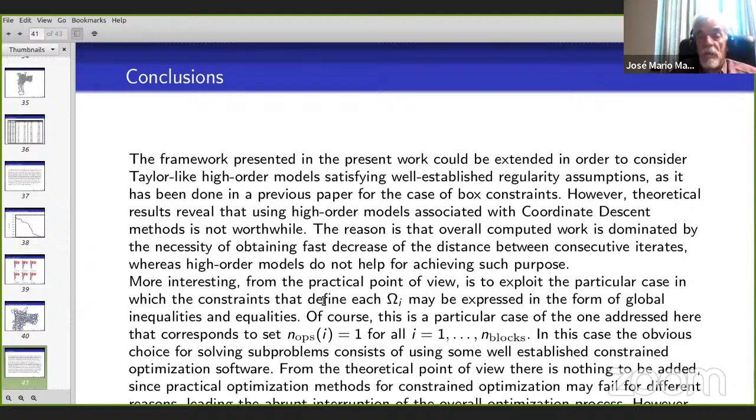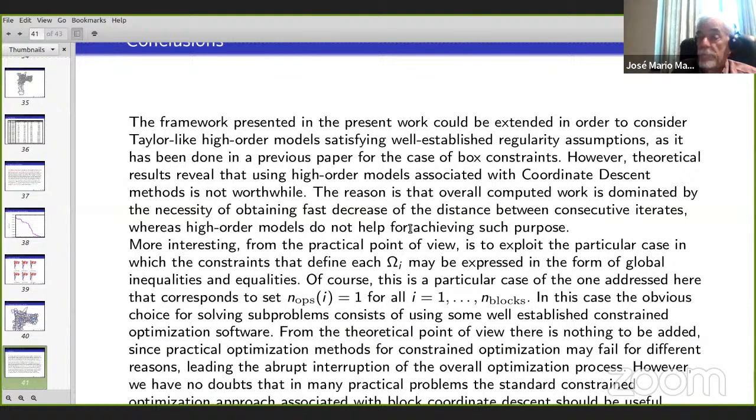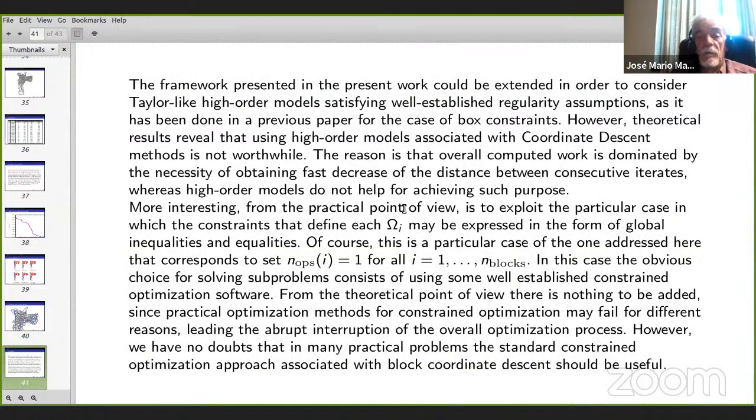The reason is that the overall computational work is dominated by the necessity of obtaining fast decrease of the distance between consecutive iterates, whereas high-order models do not help for achieving such a purpose. On the contrary, they seem to put successive iterates far away from one another. More interesting from the practical point of view is the possibility of exploiting the particular case in which the constraints that define each omega may be expressed in the form of global equalities or inequalities. This should be the more classical case.